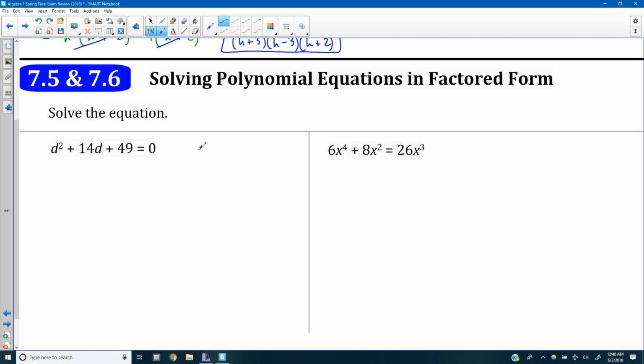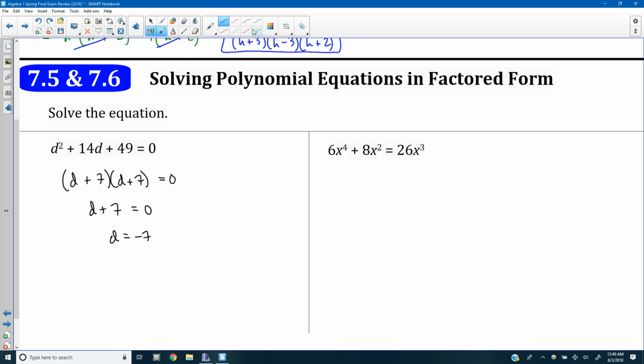We've got to find out what two numbers multiply to become 49 and add to become 14. And the answers are 7 and 7. So d plus 7 times d plus 7 equals 0. The zero product property states if this multiplies with this to become 0, one of these has to be 0. Now look, the bottom line is both of these say d plus 7. So eventually you just say, all right, d plus 7 has to equal 0. Therefore, d is negative 7.